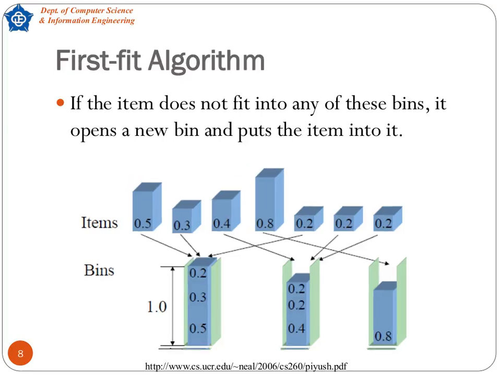Building on our previous discussion of the first fit algorithm, this slide presents another detailed look at how it works in bin packing. The core rule, as we've established, remains fundamental. If an item doesn't fit into any of the existing bins, a new one is opened and the item is placed right into it. Let's examine the example shown here. We have a series of items with sizes 0.5, 0.3, 0.4, 0.8, and 3 instances of 0.2. Each bin, naturally, has a capacity of 1.0.